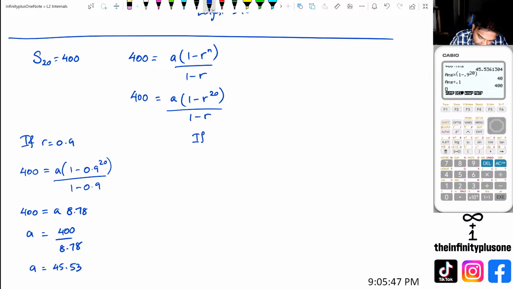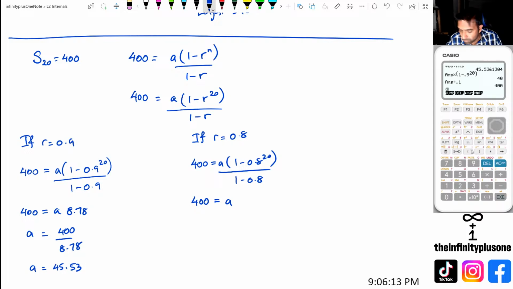So for example, I might just, and I think this is the thing with internals, folks, there's never a set thing. I always like to do 2 or 3 just to show that I do know what I'm doing here. So here I'm going to go 400 equals A, 1 minus 0.8 to the power of 20 divided by 1 minus 0.8. Let's just do this in the calculator. So we're going to get 1 minus 0.8 to the power of 20, close bracket, and divided by 0.2, because 1 minus 0.8 is 0.2.